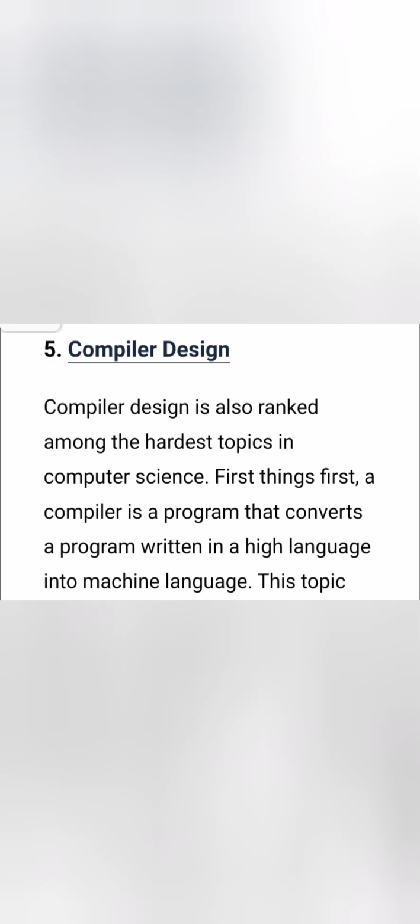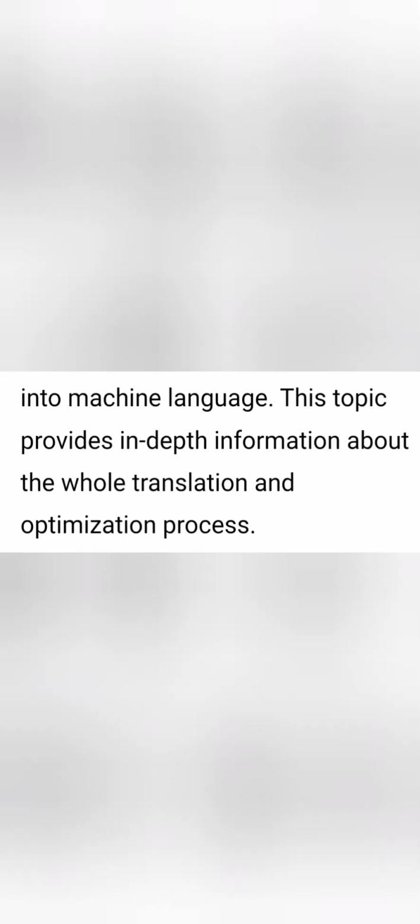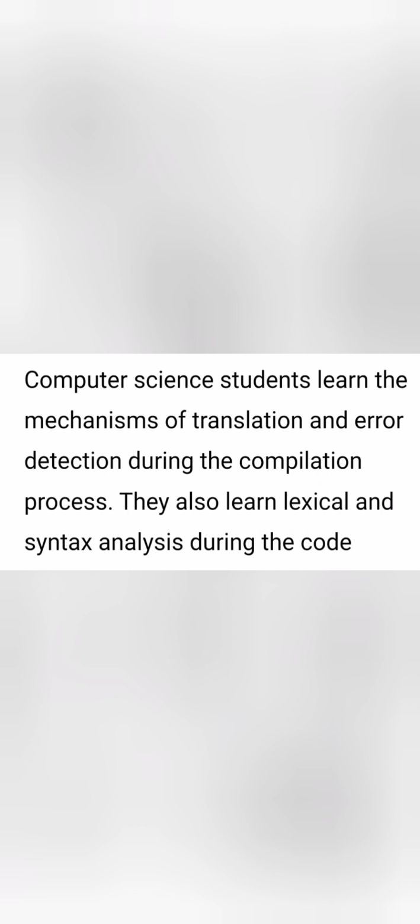The fifth toughest topic you can consider is compiler design. Compiler design is also ranked as one of the hardest topics. The first thing about compiler design is that a compiler is nothing but a program that converts a program written in a high level language to machine language. So this is basically translation of the high level language to machine language, and it provides in-depth information about the whole translation and optimization process. In this subject, you are going to learn about the mechanism of translation and error detection during the compilation process, right? A lot of syntax and code will be used.